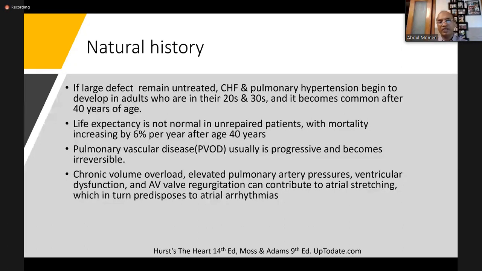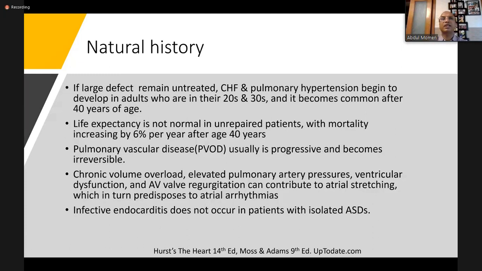Infective endocarditis does not occur in patients with isolated ASD. So infective endocarditis is not a problem. Because why? Because it is a low pressure area. So low pressure area, there is less chance of endothelial injury and infective endocarditis.